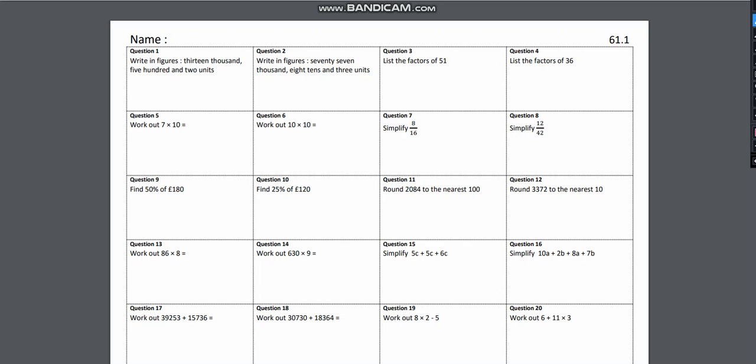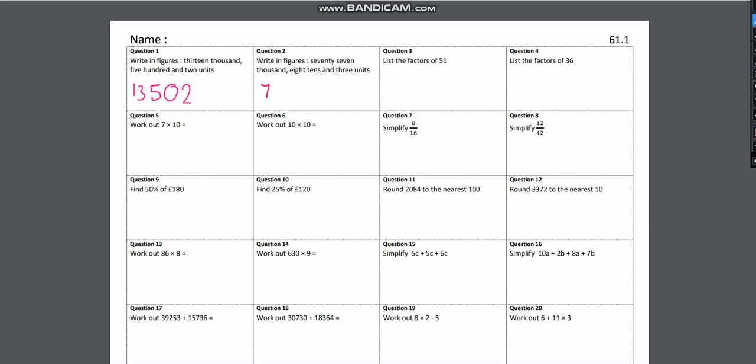So the first one says, write in figures 13,502 units. So we just need to kind of plan this out. We've got 13,000, that was nice and simple. Next up we've got 500, which is good. So we should have tens next, but there aren't any, so we're going to put a 0. And then we've got 2 units, okay? So we should have 13,502.